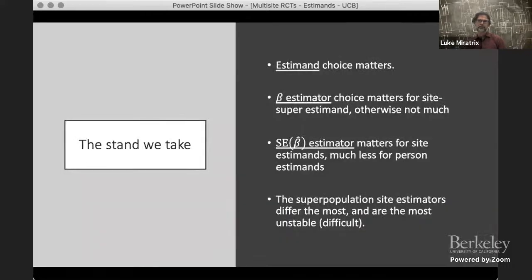Overall, the stand that we take is that the estimand choice matters a lot. The beta estimator choice matters for the site superpopulation estimand, but doesn't really matter otherwise. The standard error estimator matters for site, but less for person. And then the superpopulation site estimators differ the most. That's the hardest thing to estimate, a superpopulation site average effect. A lot of instability there. Perhaps that means you should turn to more Bayesian approaches when doing that kind of work.